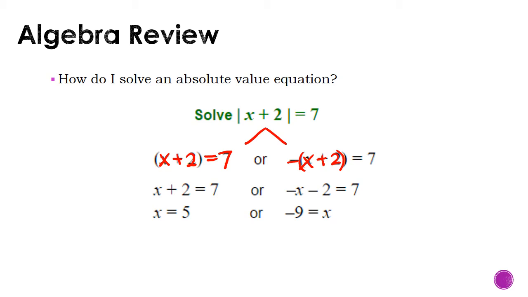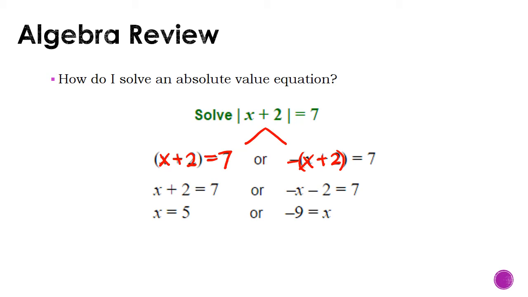Here's the great thing about solving using substitution, elimination, or in absolute values. You can check all of your answers. Plug it in. 5 plus 2? Yeah, that's 7. Negative 9 plus 2 is negative 7. But if I take the absolute value, I arrive back at 7.